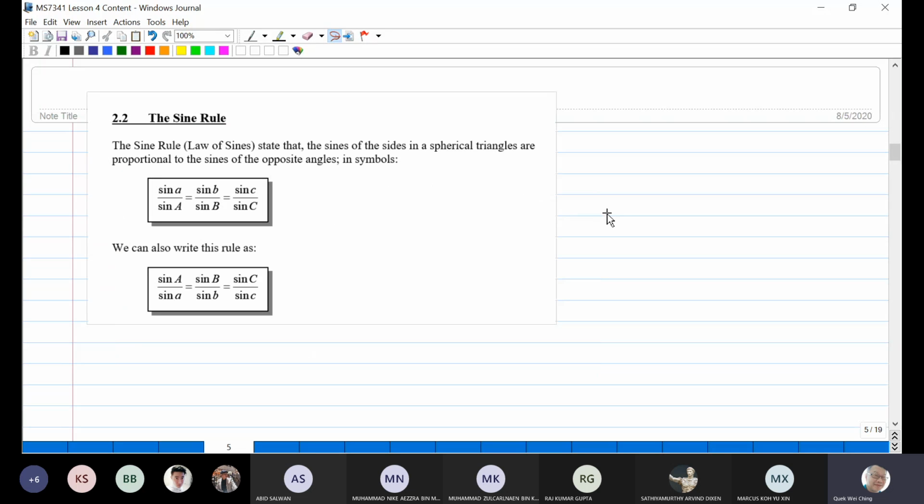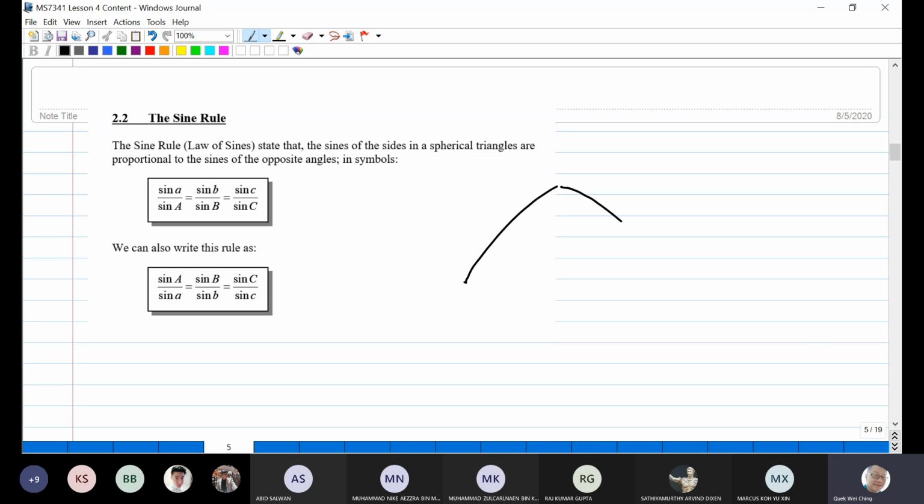So today we'll look at another rule which will help you to solve spherical triangles. The first rule is about the sine rule, or law of sines. What does it say? Suppose you have a spherical triangle. Let's draw a spherical triangle. It has three sides, and usually they are all curves here.